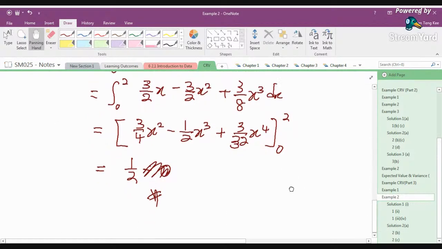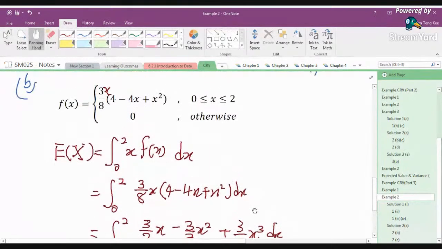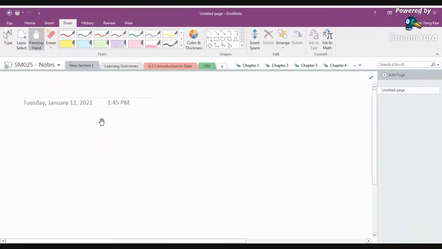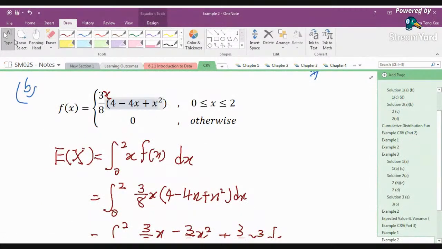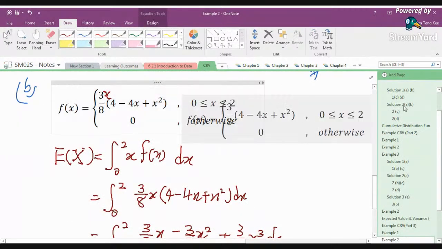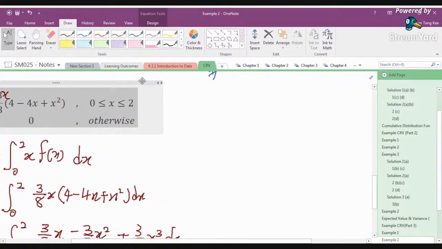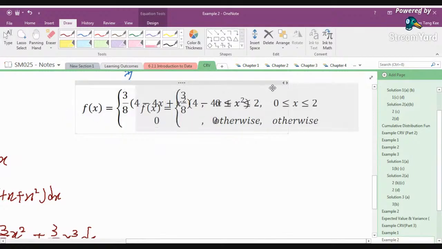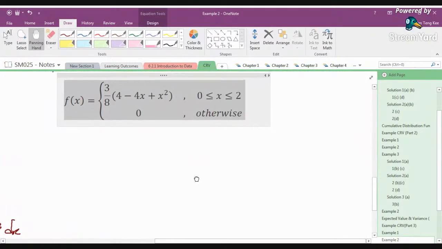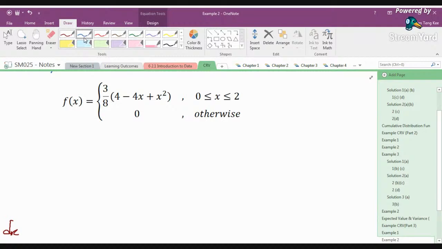Okay, go on. Next, I still need the functions here. Where is it? I still need these functions here, so let me extract it for further calculations. In order to calculate the variance, I need this one to help me find out E(X squared). So guys and girls, to calculate E(X squared), for the next part, the variance, I need to multiply the function with x squared.